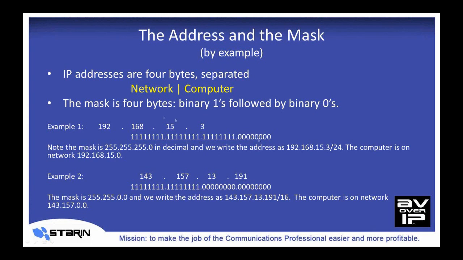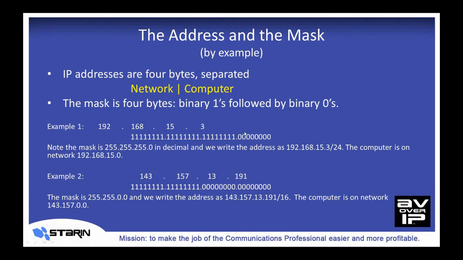So we put in 255.255.255.0. Then combining this address and this mask, we can use this shorthand notation and say the computer has the address 192.168.15.3 with a /24-bit mask. We call it a 24-bit mask, meaning it has 24 ones in it, followed by 8 zeros. So again, where the binary ones are in the mask defines the network portion. Where the binary zeros are in the mask defines the computer designation.